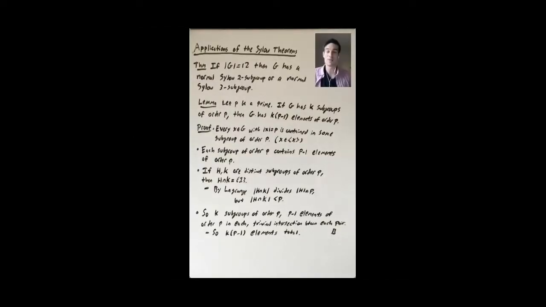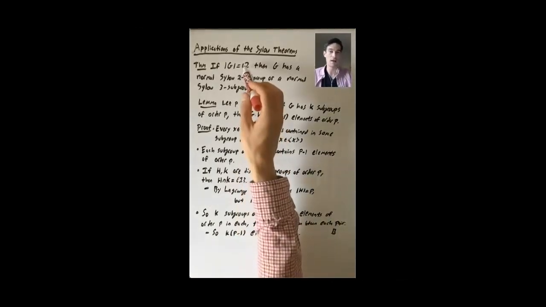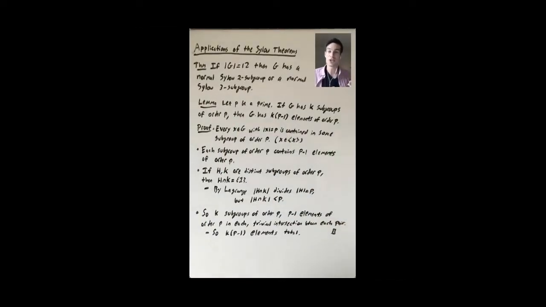This lecture is going to be all about applications of the Sylow theorems. The first application we're going to give is to classifying groups of order 12. So we'll show that if G is a group of order 12, then G has a normal Sylow 2 subgroup, or it has a normal Sylow 3 subgroup. Of course, it could have both. That's what happens, for example, when G is an abelian group of order 12.